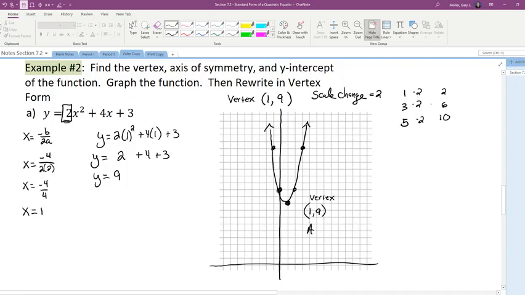So axis of symmetry is going to simply be the line x equals 1, because that's that vertical mirror line right here at 1. And the y-intercept is simply where the graph crosses the y-axis, and that happens at 0, comma, looks like at 10. Nope, 11. Okay.